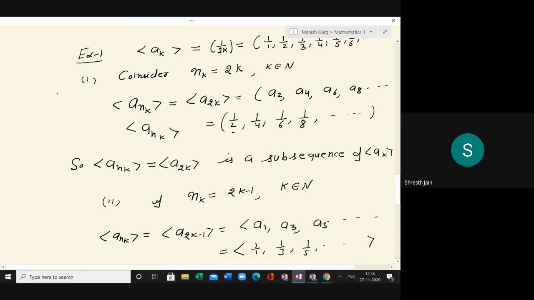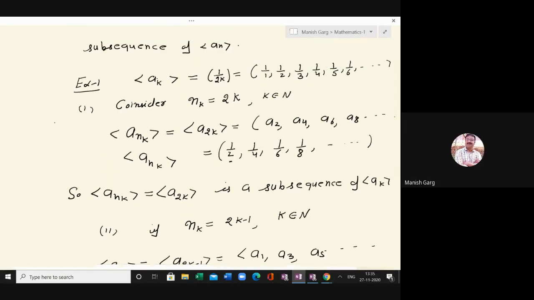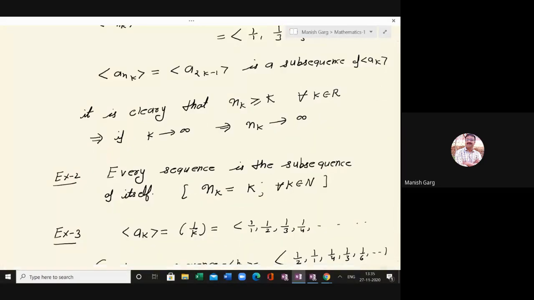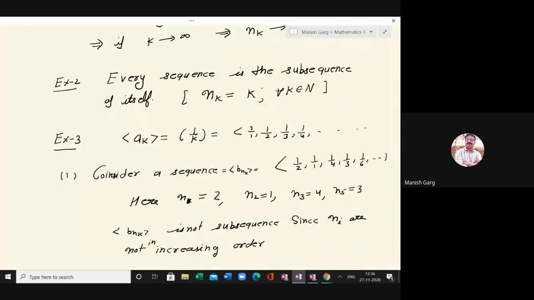No, sir, but a_k is equal to 1 upon 2k. So the sequence will be like... Yeah, you are right. This is a typing error. This is 1 by k. Because here 1 by 2 is written, so this is 1 by k. That's why I told you, don't go blindly on my notes. There may be a typing error. If you have any doubt, see the books or ask me.